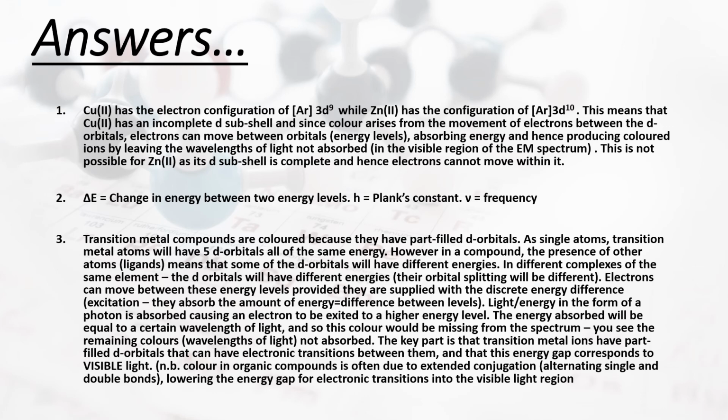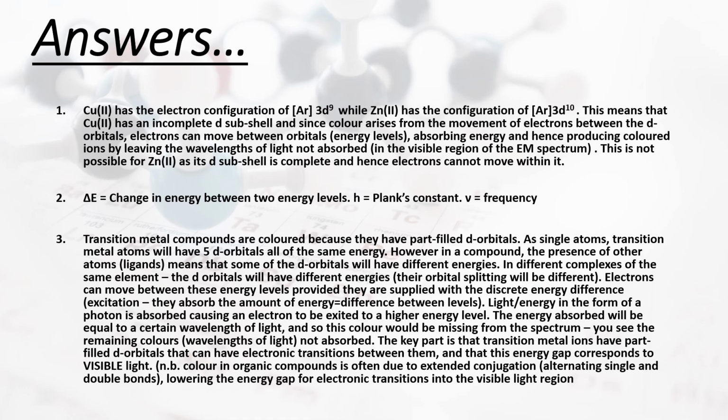The idea of that delta E value, the energy difference between the lower and the higher d orbitals, actually depends on what kind of ligands we have around. In different complexes, that delta E value is slightly different. So electrons can move between these energy levels provided they are supplied with the exact discrete energy difference between those two energy levels. We call this excitation, and they absorb that amount of energy that's equal to that difference between the levels. And so our light, our energy in the form of a photon, is absorbed, and it causes an electron to be excited to a higher energy level.